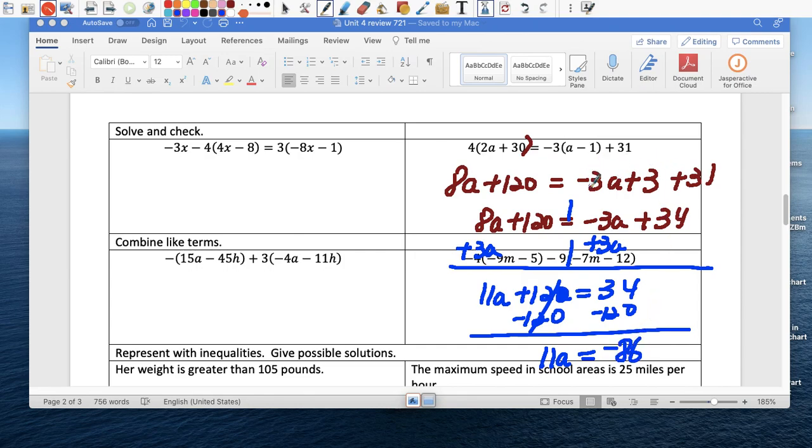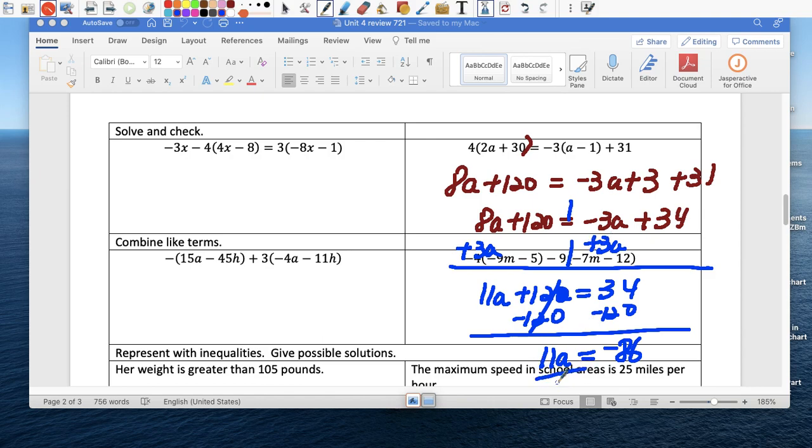Again, negative 3a plus 3 plus 120. Hang on a second, guys. Negative 3a plus 3, 34 plus 3a, that goes away. Plus 3a, 11a, 120. Minus 120, minus 120. 86.